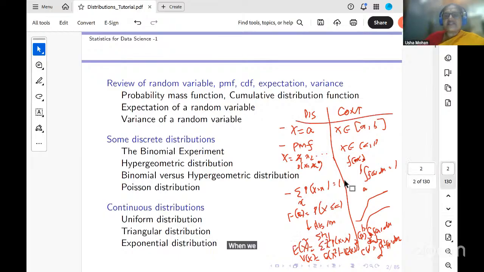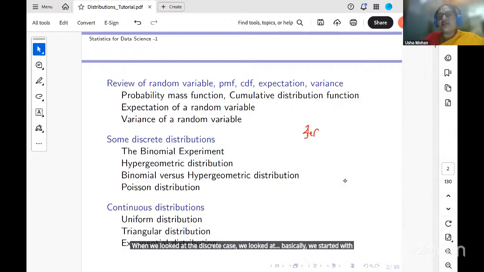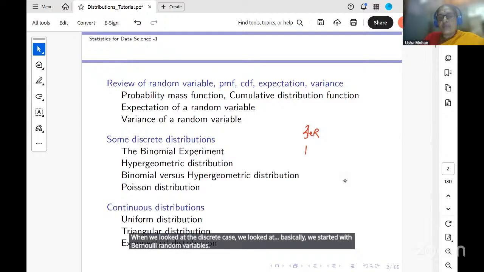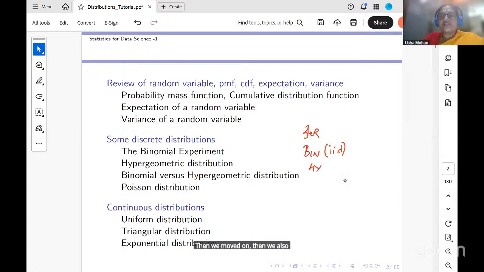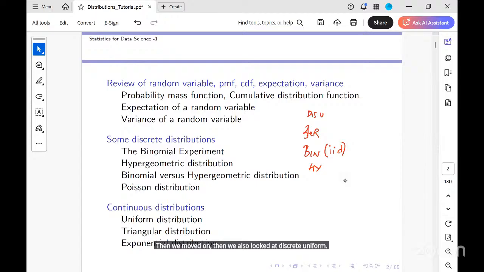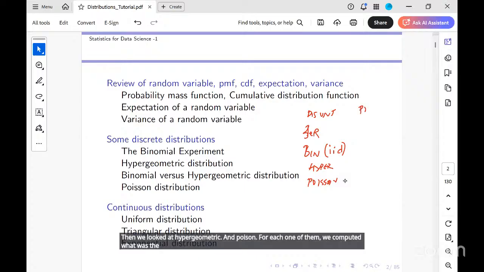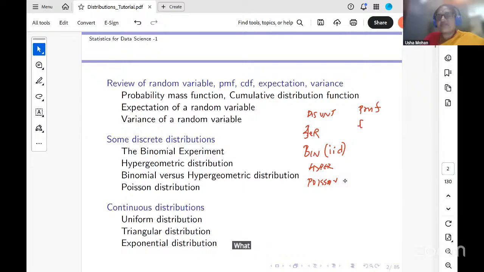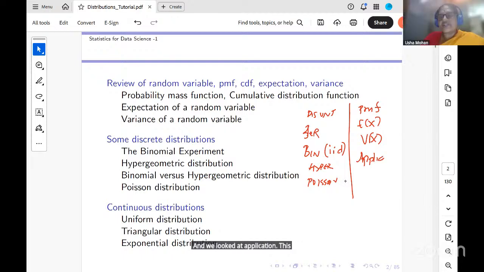When we looked at the discrete case, we basically started with Bernoulli random variables. Then we moved on to binomial. The key point we noticed was the IID. Then we also looked at discrete uniform. Then we looked at hypergeometric and Poisson. For each one of them, we computed what was the probability mass function, what was the expectation of the random variable, and what was the variance of the random variable. And we looked at application. This is what is expected to know.